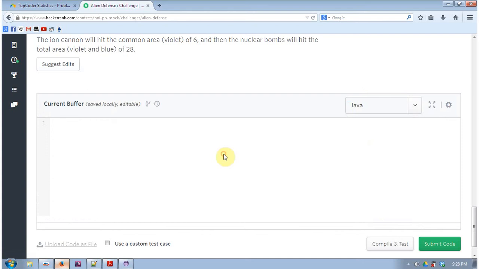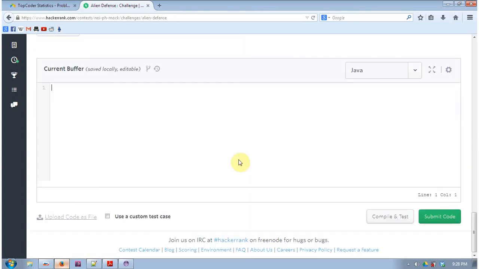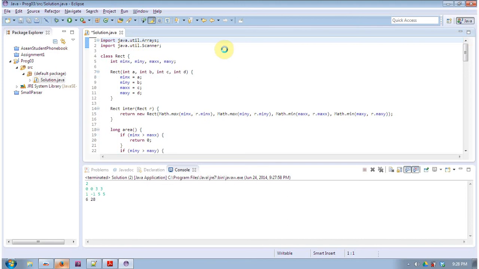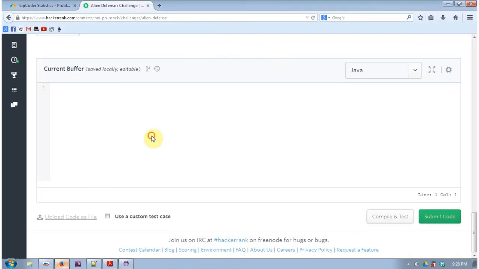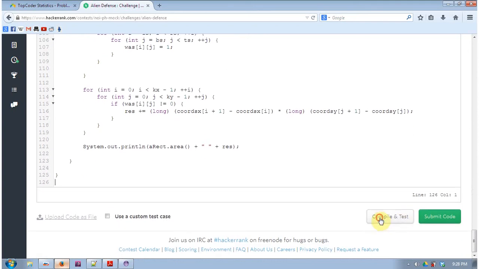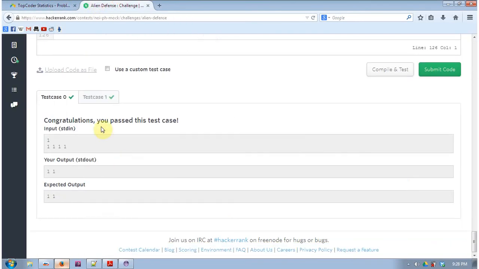Okay, so let's we set this to Java. There is reflect and array. Why is there an R here? Okay, so let's test it. Okay, both cases pass, submit code.